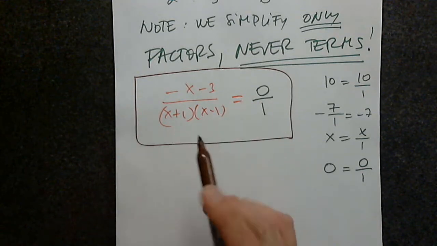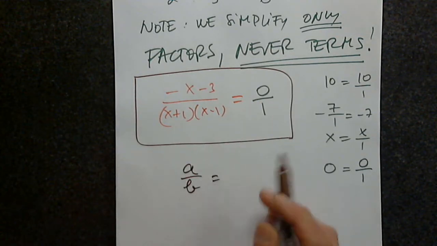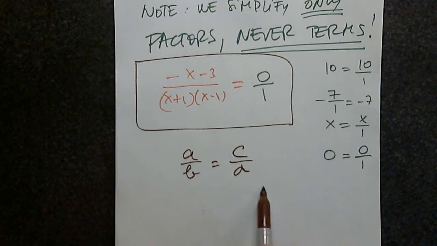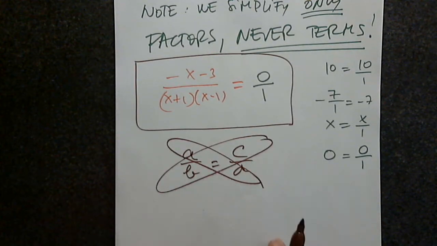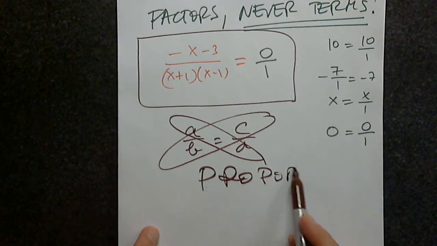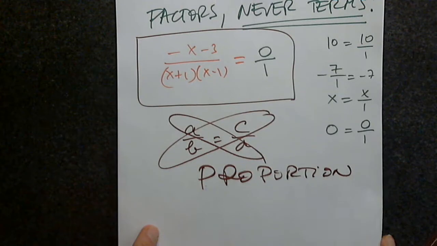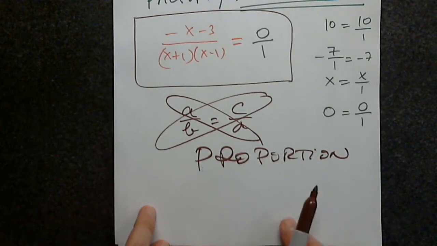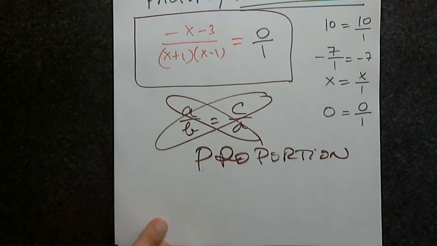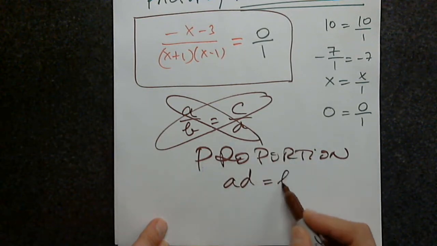The left-hand side is a fraction, which is a over b. The right-hand side is a fraction. That's exactly it, only in a proportion. So in a proportion, we can cross multiply. If I get to this stage in any situation, then AD must equal BC.